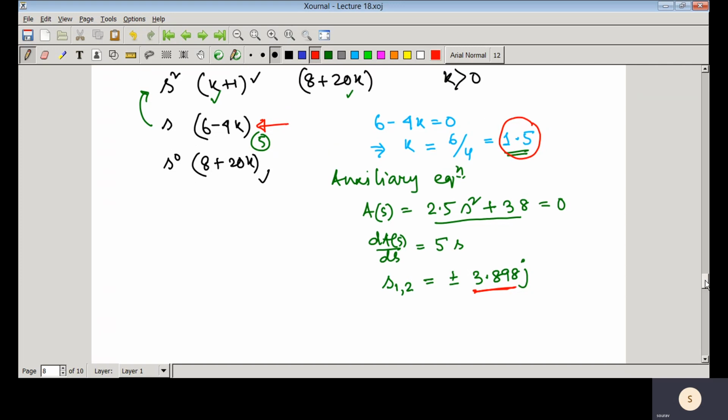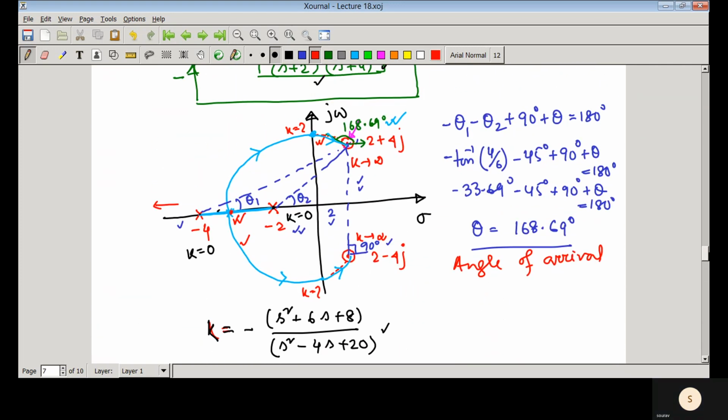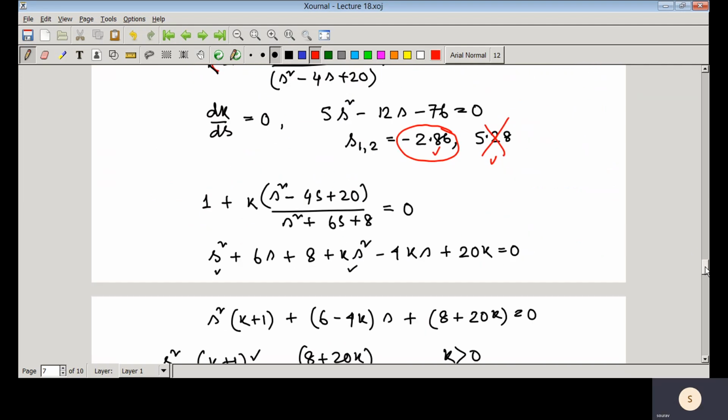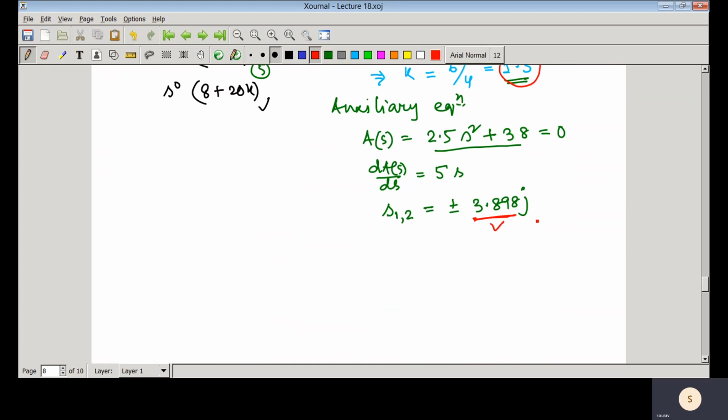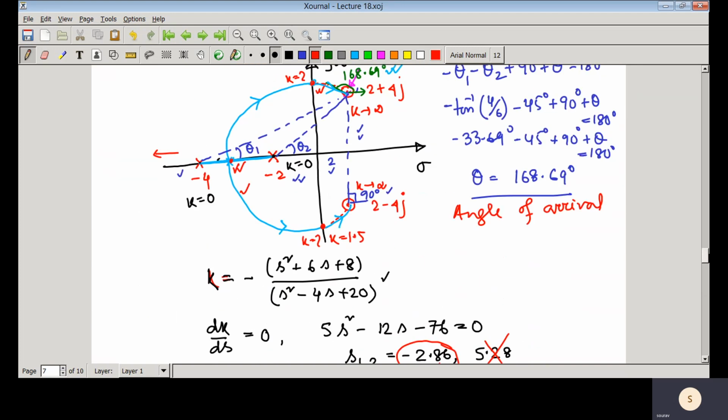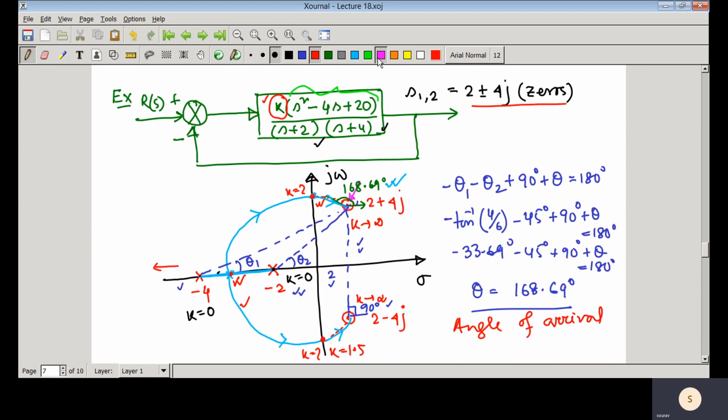So if you go back to the root locus, this value we get, that is 1.5, and these particular points are actually 3.898j. So this point is 3.898j, and this is minus 3.898j, this particular point. So this is your complete root locus.